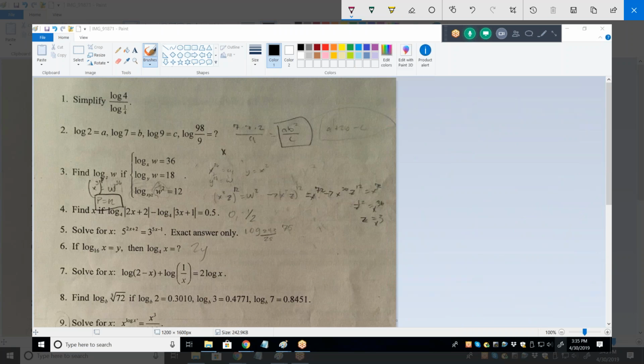All right, let's look at number 2 here. Okay. So log of 2 equals A, log of 7 equals B. Well, first of all, when you see something like that, you know you're probably going to have to separate it. So what's the log of 98 divided by the log of 9?